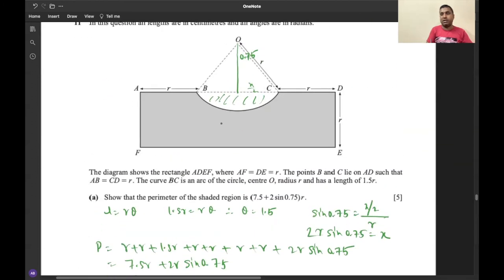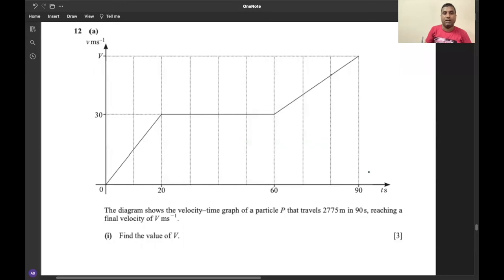This is the shaded part. Area of the shaded part. So I think this is not so tough. You can easily solve it if you concentrate properly. And then in these papers, there is one more maths. And see this question. This is velocity time graph.